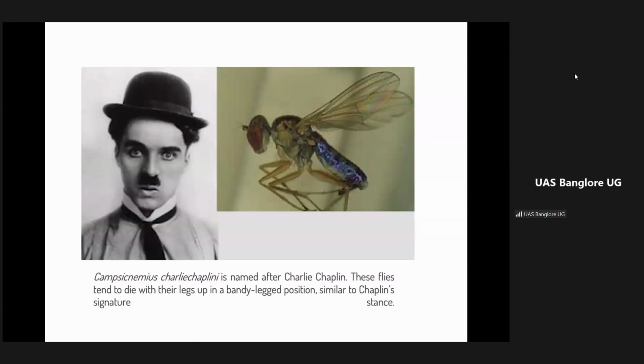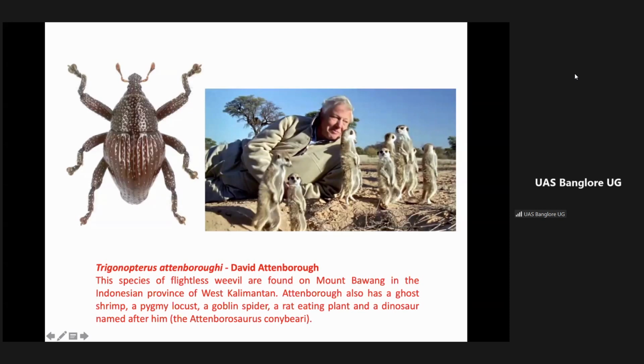You can see one more name, a species named after Charlie Chaplin. If a fly is named after Charlie Chaplin and it is a male, it will be ending with I. And you should be knowing this person. This is a well-known person. David Attenborough, you all know him, right? Yes or no? No, sir.